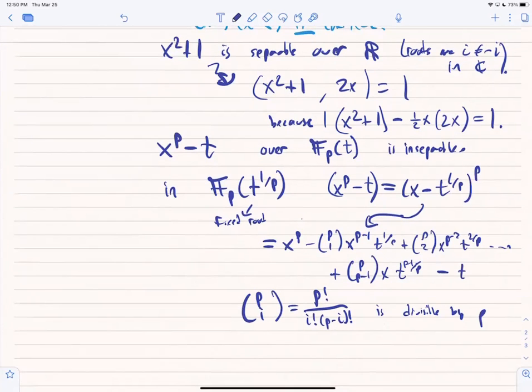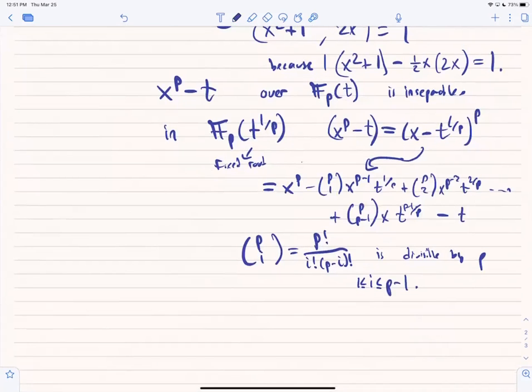This is for 1 less than or equal to i less than or equal to p minus 1. The point is p factorial is divisible by p, certainly. But if you take any number smaller than p and take its factorial, that's not going to be divisible by p, since you're just multiplying together numbers smaller than p. So for a prime number p, these binomial coefficients are divisible by p, except for the extremal cases: p choose p is just 1, and p choose 0 is 1. Those are not divisible by p.